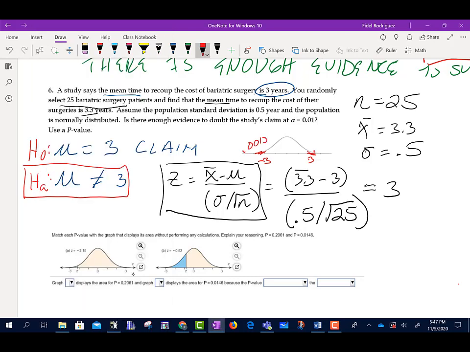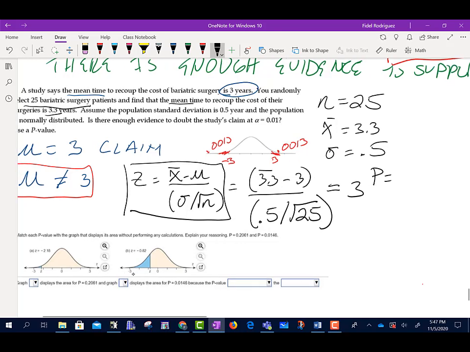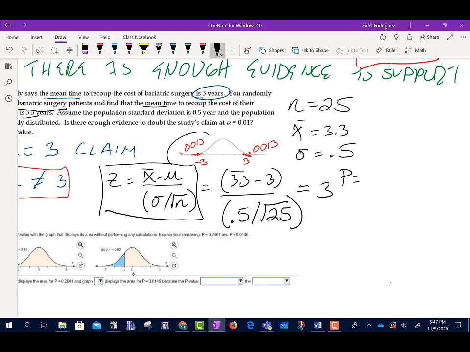0.0013. So then that means that the area over here is 0.0013. Okay. So now remember, I need to find my p-value. Guys, because this is a two-tailed test, the p-value is going to be when we take this area and add them together, or we can multiply it by 2, and that's 0.0026. Okay. So here's my p-value.